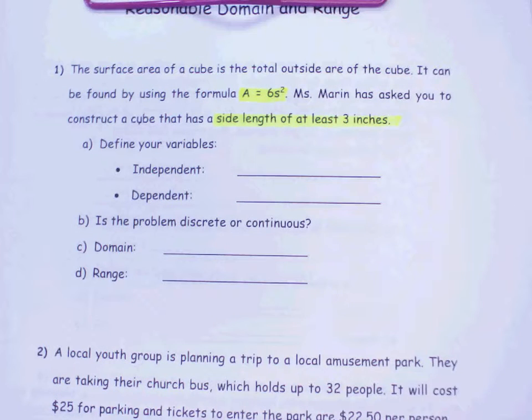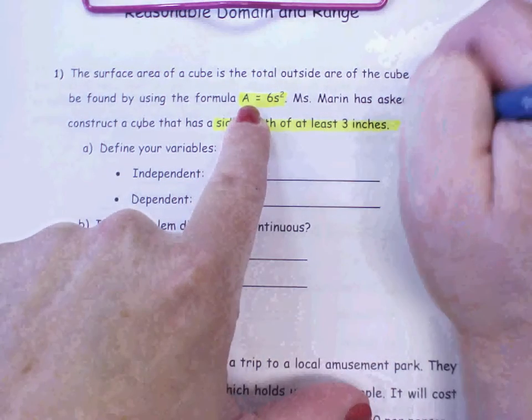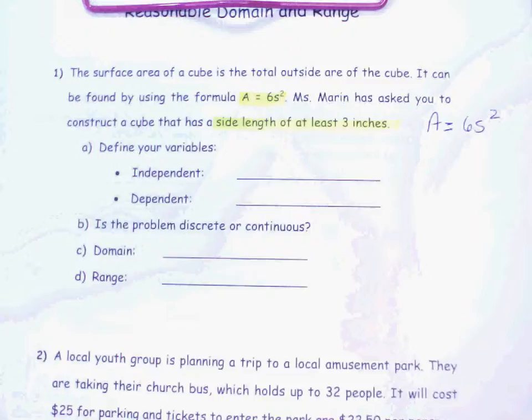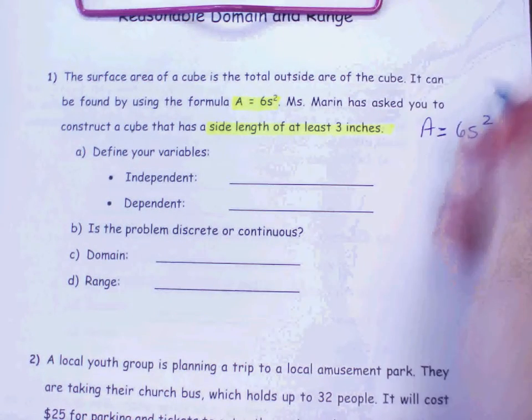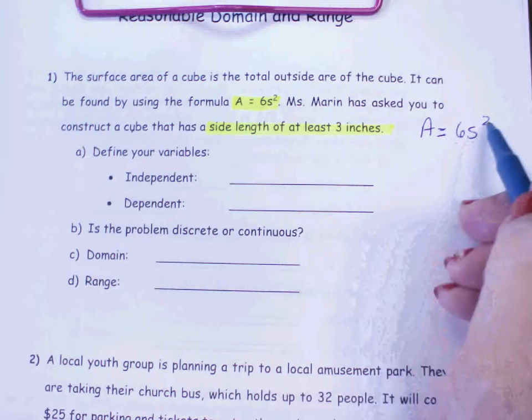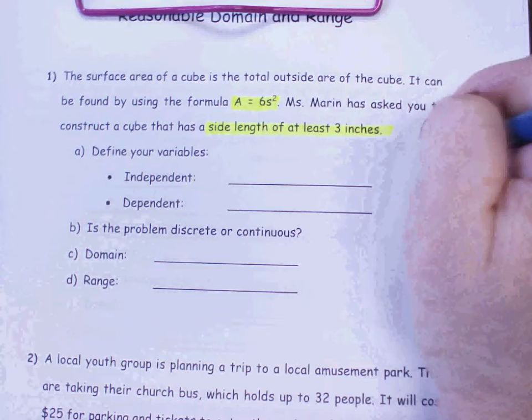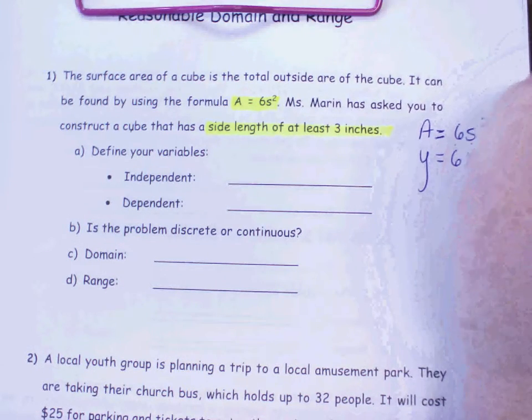All right. So this one is the easiest one because I already have my function. I'm trying to calculate the surface area of a cube, and I already have the formula. So the formula says that the surface area equals 6 times the side length squared. So instead of writing it as A equals 6s squared, I like to write it with y's and x's. So I'm going to write that y equals 6x squared.